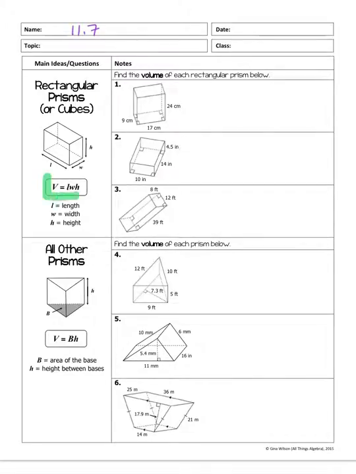So let's look at this formula right here. For a rectangular prism, all you need to do is take the length, multiply the width, and then multiply the height. And remember, length times width gives me the base area. So this formula can also be written as base area times height, and that gives me the volume, right?